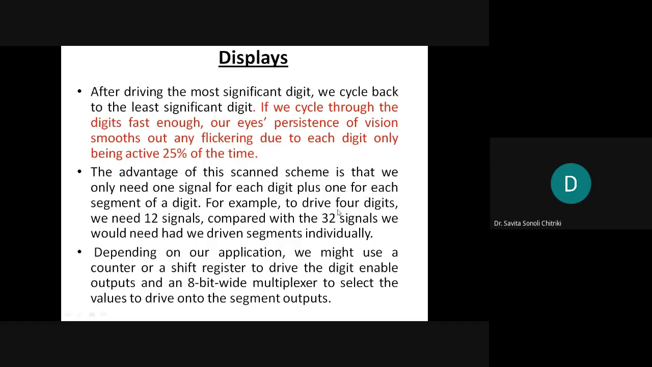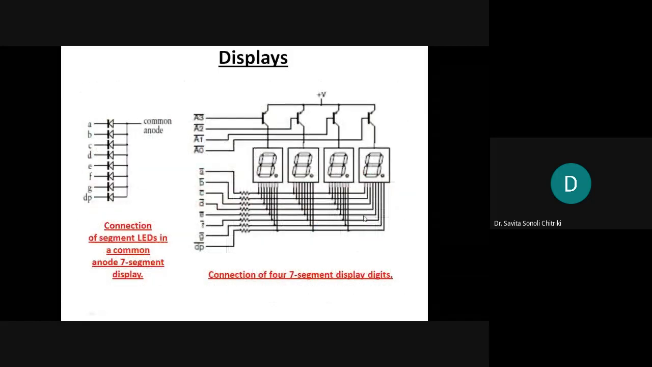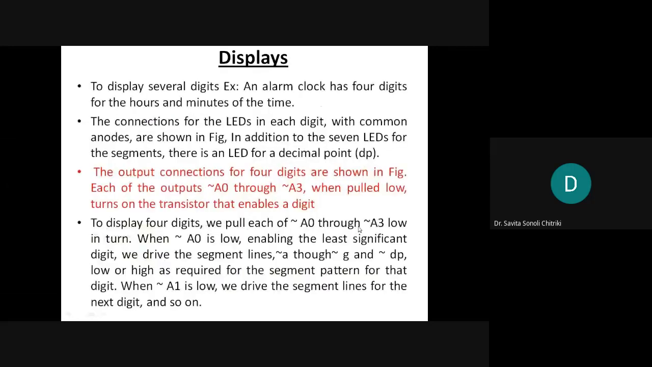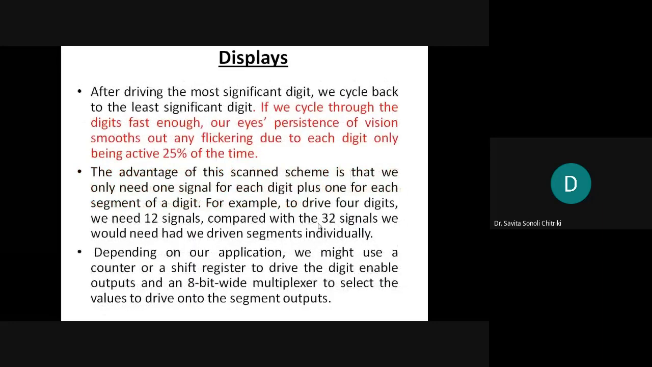For example, to drive 4 digits, we need 12 signals, compared with the 32 signals we would need had we driven segments individually. How many would be needed if each segment were separate? 8×4, 32 separate lines, right? That's what he is telling. Compared with 32 signals, how many do we have here?